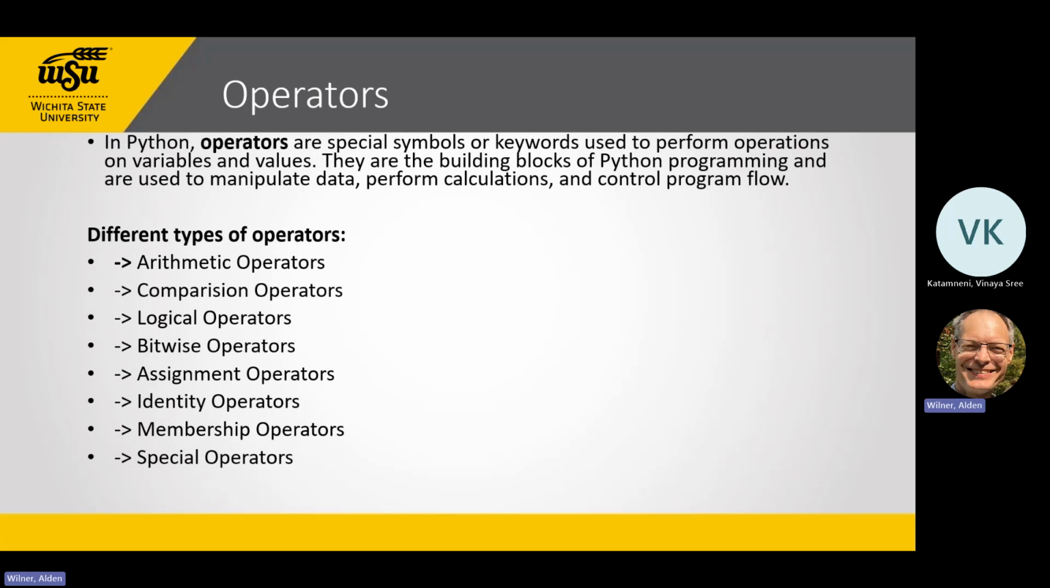Operators are special symbols to perform operations on variables and values. There are many different types. Arithmetic: plus, minus, star, division, raising things to powers. Comparison operators. And, or, not.